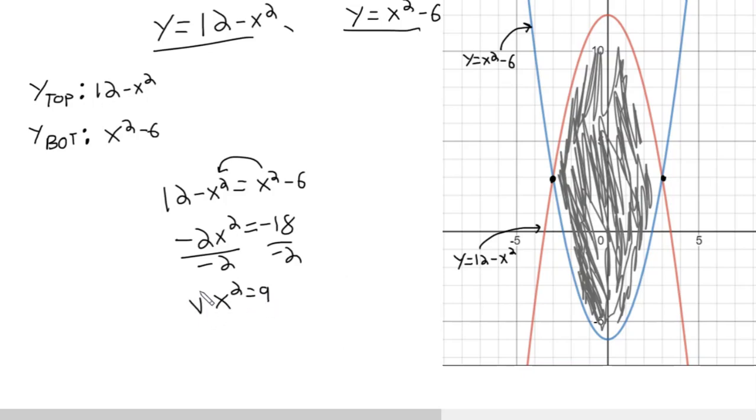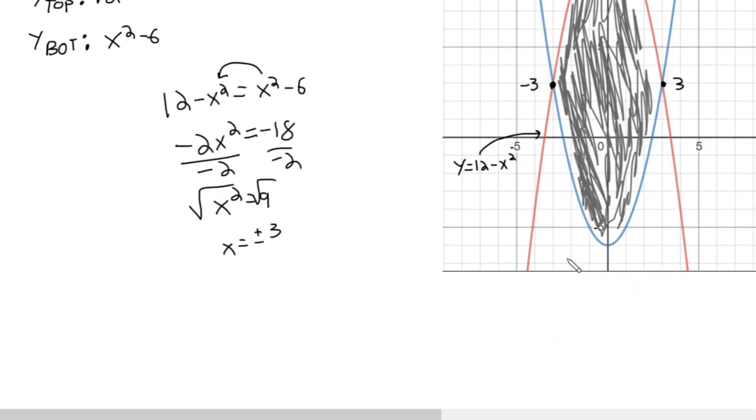And if you take the square root of both sides, you're going to get x is equal to plus or minus 3. Okay, so all I did was I brought this x squared over, brought that 12 over, subtracted 12, made a negative 18, divided both sides by -2. I got x squared equals 9. Took the square root of both sides. I got x equals plus or minus 3. So this part is -3 and this is +3.